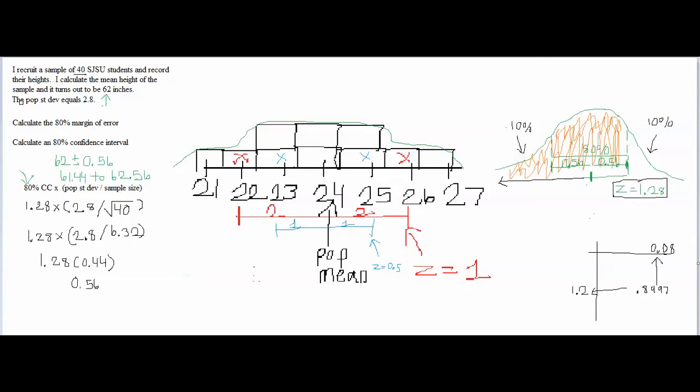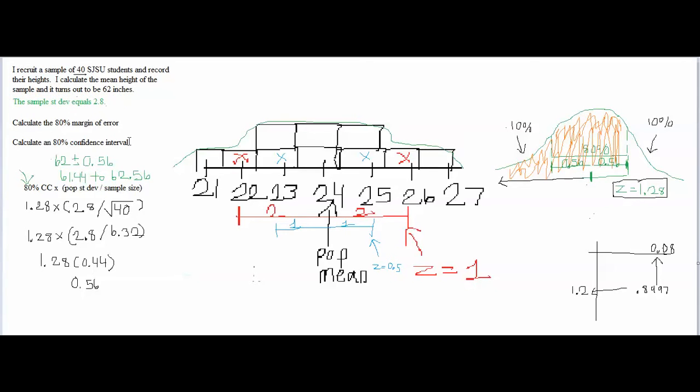In a real life situation, when you're studying a population, you don't have that number, but you have something called the sample standard deviation, which can be calculated. So what if I change this type of question, and instead of giving you a population standard deviation, I say that the sample standard deviation equals 2.8. What would we do now?